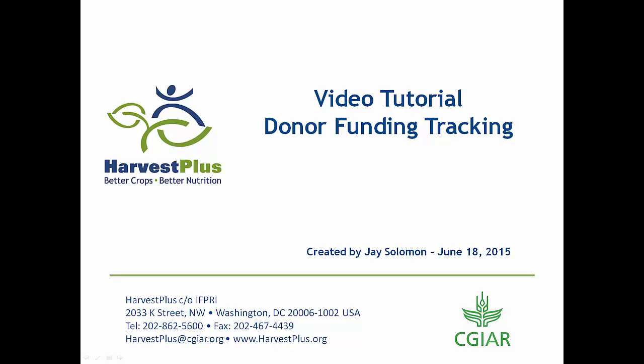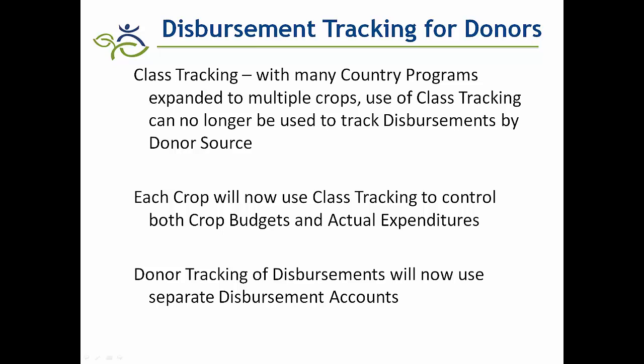In this video tutorial, we will cover a new method of tracking disbursements by donor funding source. It's a new method because we need to change the method that was initially used and currently remains in use by a few locations. This only applies to those locations that have been using class tracking for donor funding. We need to make a change for those locations, as the use of class tracking needs to be restricted to tracking expenditures by crop. In order to track donor funding source, we will initiate a new process using disbursement accounts.